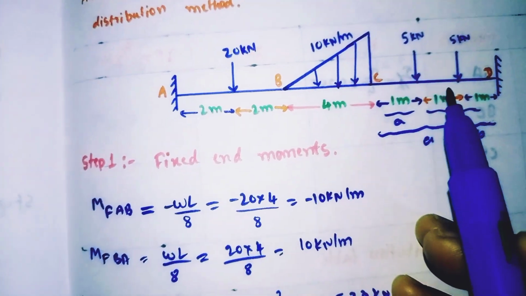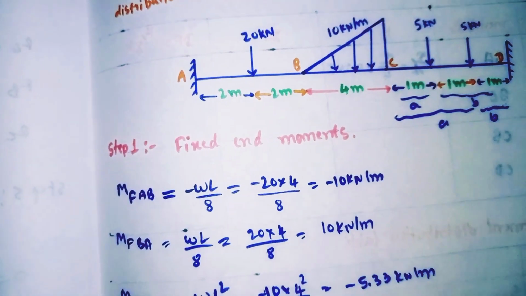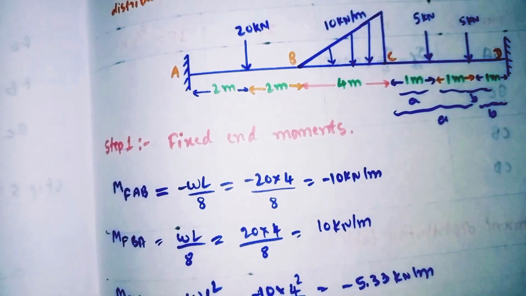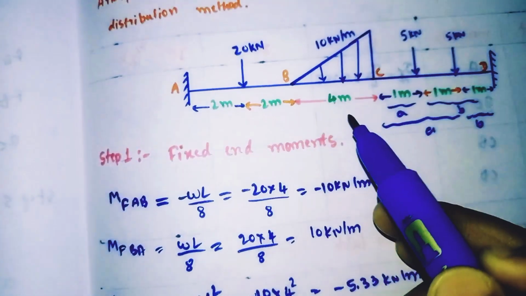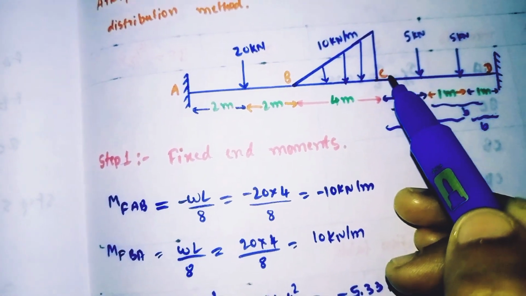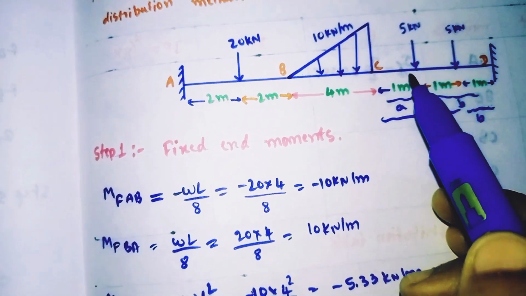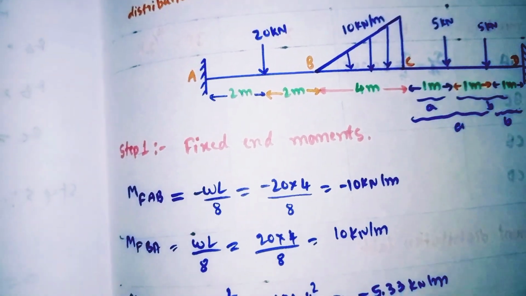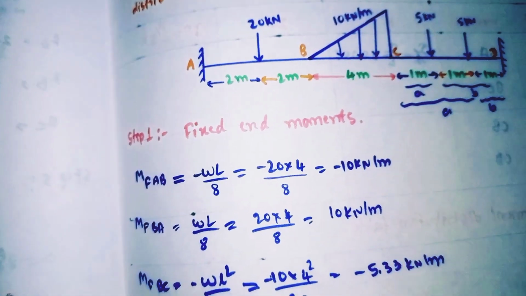So for BC, there is a continuous beam. Again we need to use I divided by L when our far end is continuous, meaning our span is not ending here, we have one more span here.